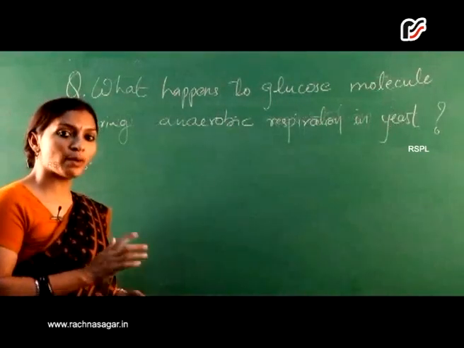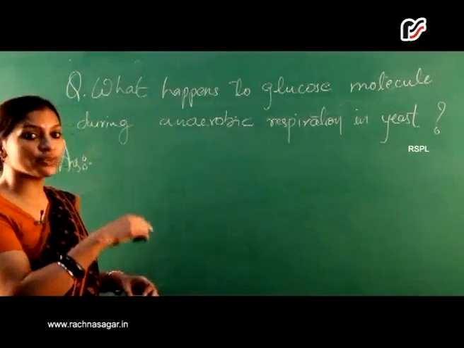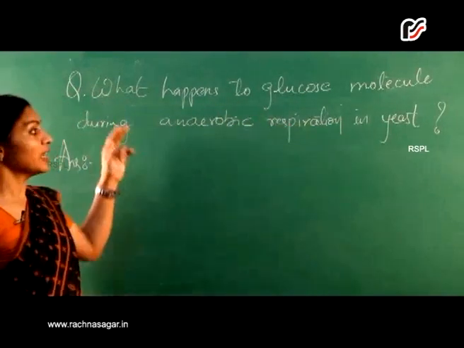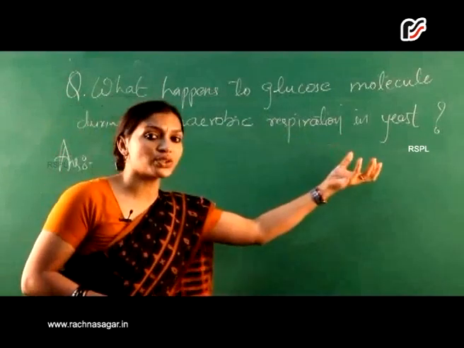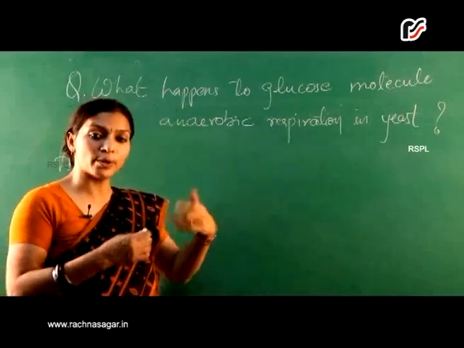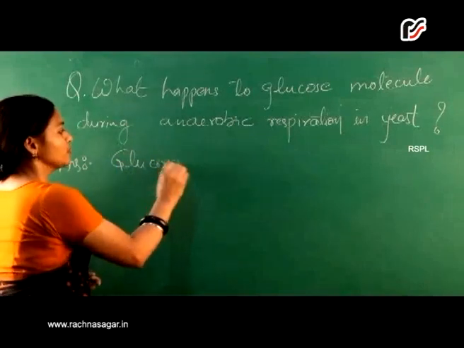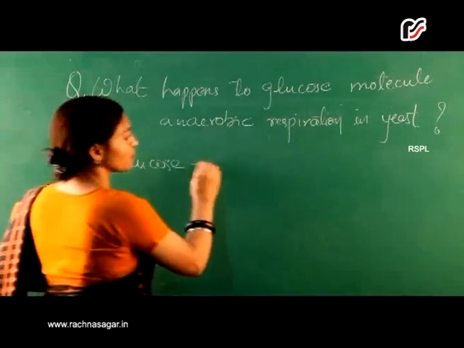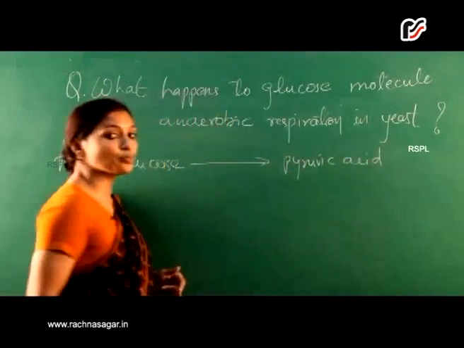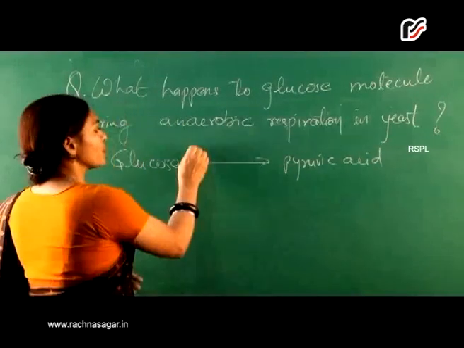Right now we have read what happens to glucose during aerobic respiration. Now let's take another example: what happens to a glucose molecule during anaerobic respiration in yeast. Because yeast performs anaerobic respiration, it needs glucose for getting energy. So what happens to it? Glucose in yeast is broken down into pyruvic acid just like bigger creatures.